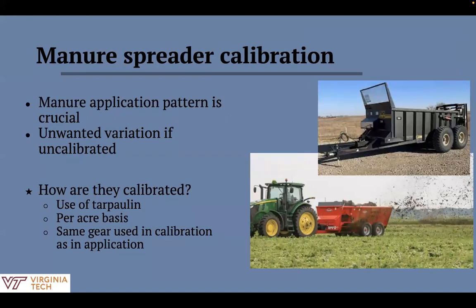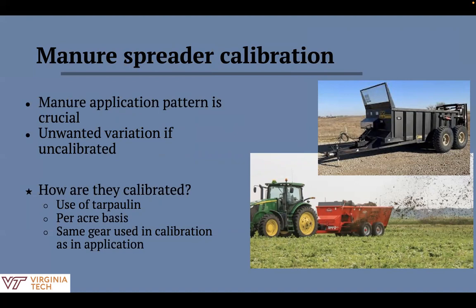The fourth component we are going to discuss is manure spreader calibration. A manure spreader is used to disperse livestock manure amongst large crop fields. If a manure spreader is left uncalibrated, the manure, or the fertilizer in this situation, will be applied unequally, creating spots of lesser fertilization and spots of over-fertilization.